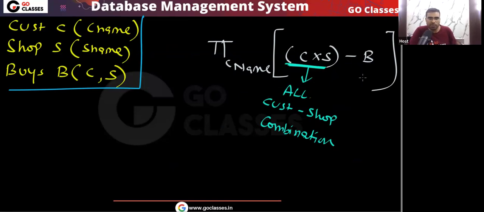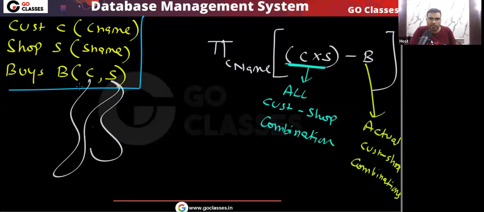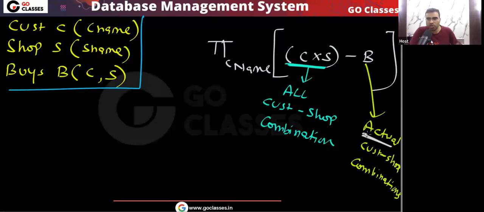And here in this table B, you have actual customer, shop combinations. Yes or no? Because in this table you have the actual combinations, which customer is buying from which shop. Very simple. Now you tell me, from all combinations, if you remove the actual combinations, what will you get?